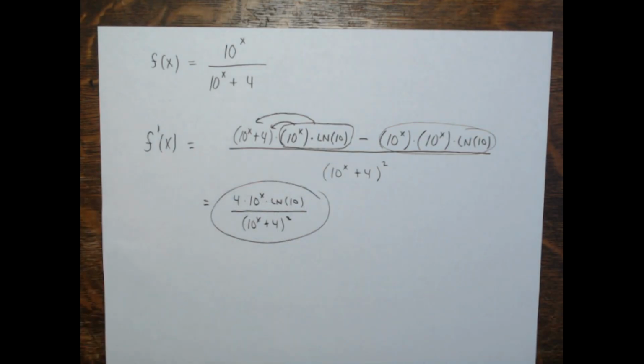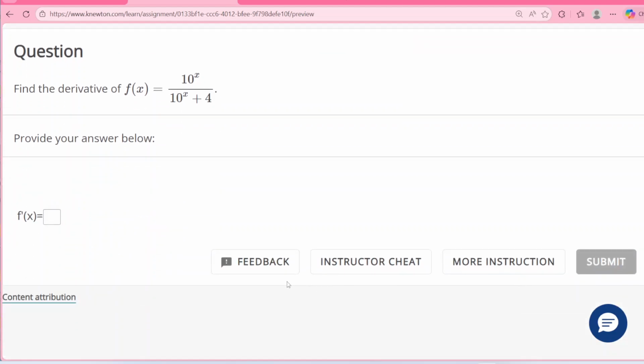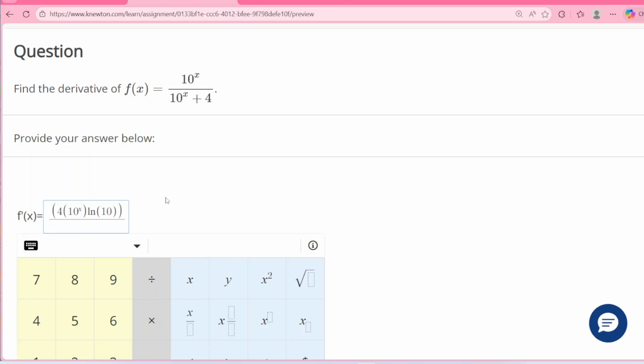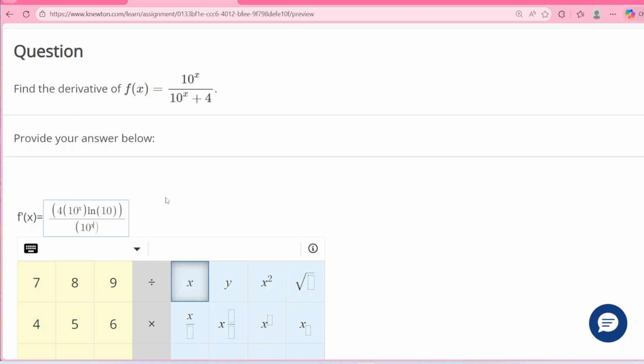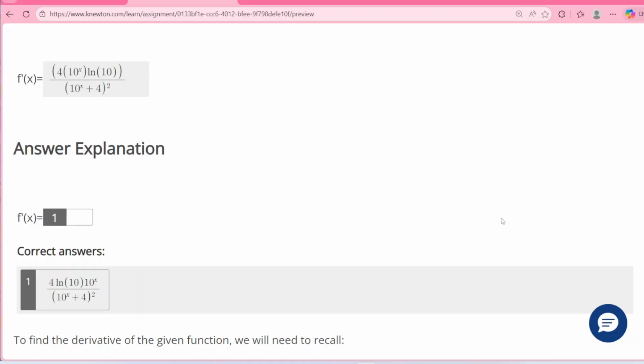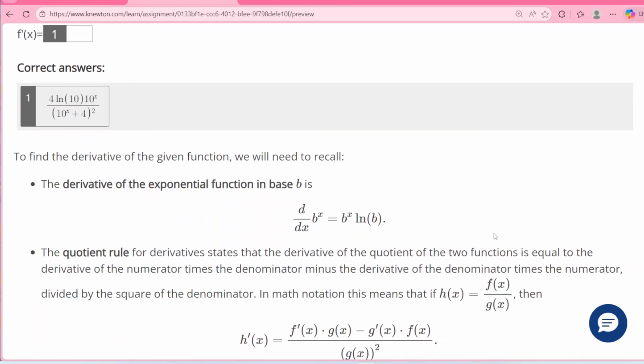So here's what I'm going to type, just a little simpler, a little less typing. So f prime, again, numerator has this 4 times 10 to the x power times the natural log of 10, right? So that's the numerator. And then denominator is this quantity, 10 to the x power plus 4, all squared. And that's pretty much exactly what they had. They just had a rearrangement of the factors up top, but it's the same thing.